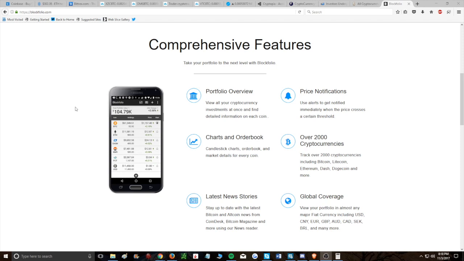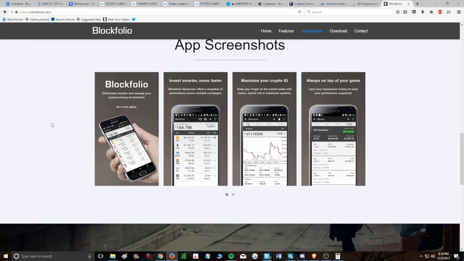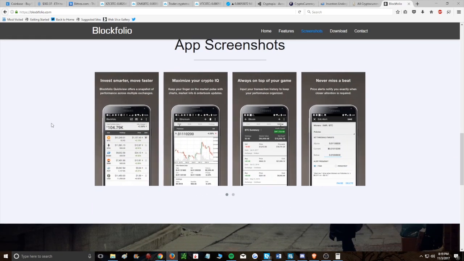Blockfolio is something to keep track of your coins and keep an eye on positions. And here's just some of the stuff they offer. Portfolio or overview, charts and order book. This is not very good, the charts and order book. Over 2,000 coins, global coverage, price notifications. This is another great feature I use. You could set alerts. You click on this little bell and you could set it so it'll ring me. So I like to use Blockfolio, and it's a free app. You don't need to pay.